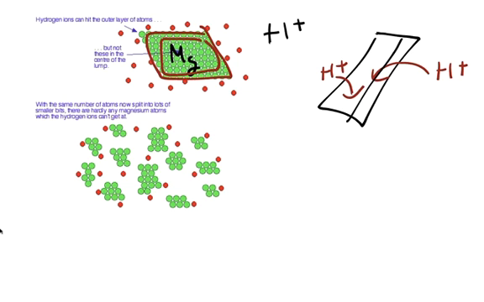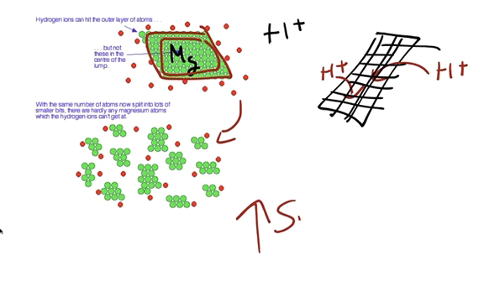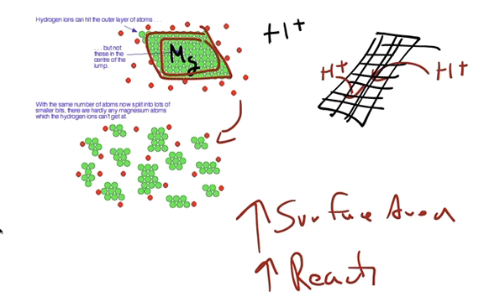But if we take that magnesium ribbon and we cut it into smaller strips and smaller bits, now there is more surface area. So we can have the same number of hydrogen ions, but those hydrogen ions have more areas to react. So an increase in surface area is going to lead to an increase in the reaction rate.